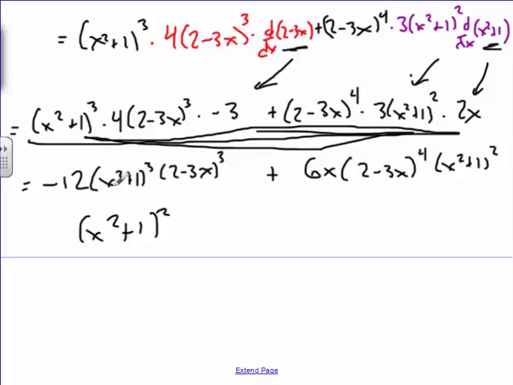The reason why this is important is that there's an x squared plus 1 squared in both of them. And there is at least a 2 minus 3x to the 3 in both of them. So if you factor that out, what you'd be left with is a 6x minus 12, just because I'm going to put that in a different order there. And then you're also going to be left with a, let's see. Well, actually, no, I don't want to write it like that just yet.